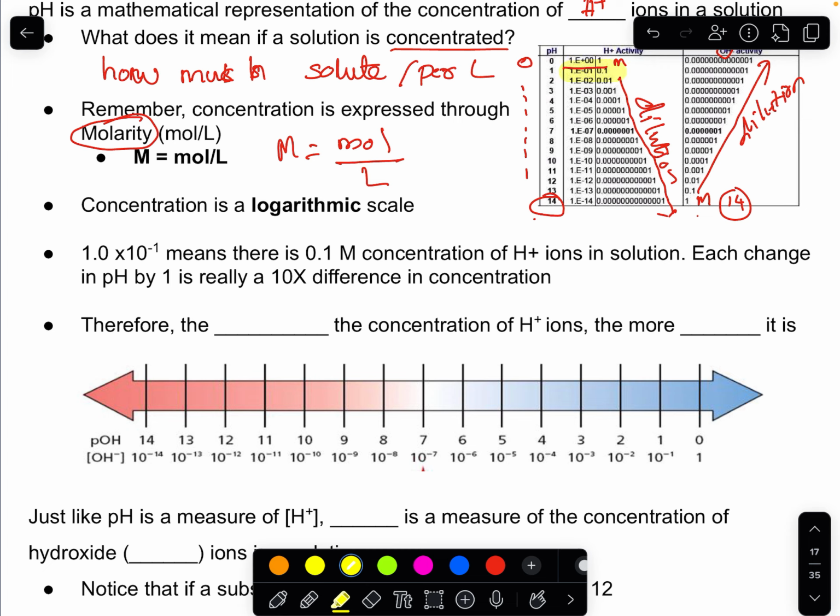If it is 0.1 molar, then the pH is 1, right? If it is 0.01, pH is 2. We know that it's a logarithmic scale. There is a 10 times difference between pH and the concentration. So we can see whenever the concentration increases, that means the higher the concentration, the more acidic it is.